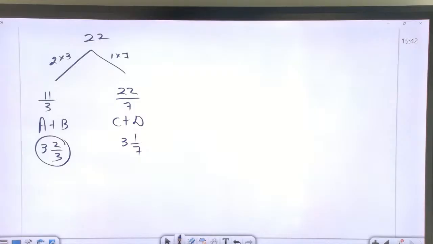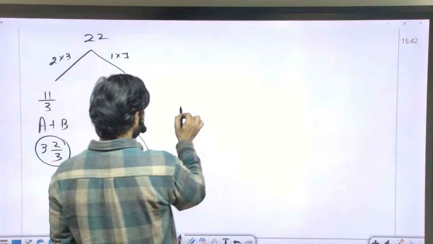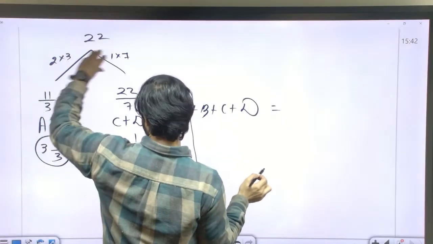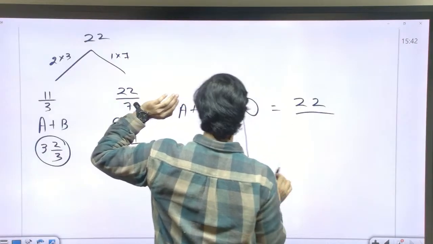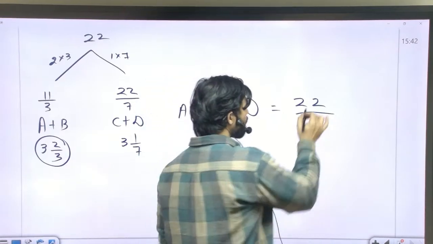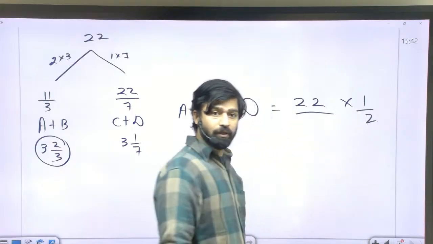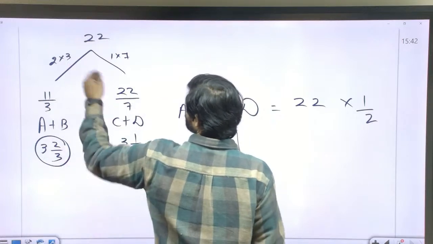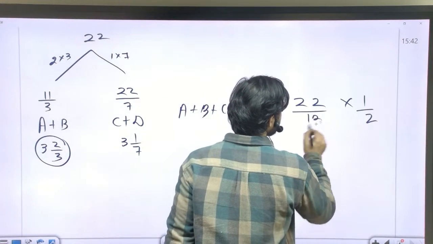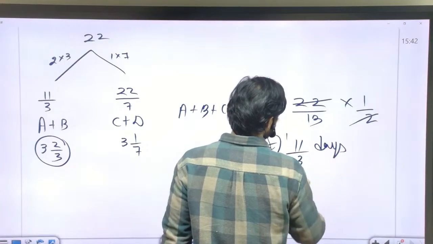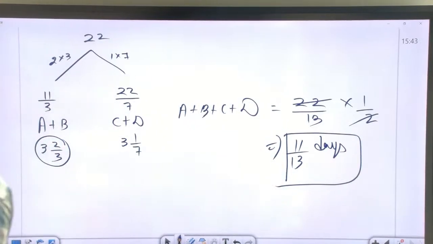Okay. So now together they have to do the work. So A plus B plus C plus D. They have to do half of the work. So what will be the half of the work? This is half of the work, half of that 22, and together they have to do 6 plus 7, that is 13. So the answer is 11 by 13 days.